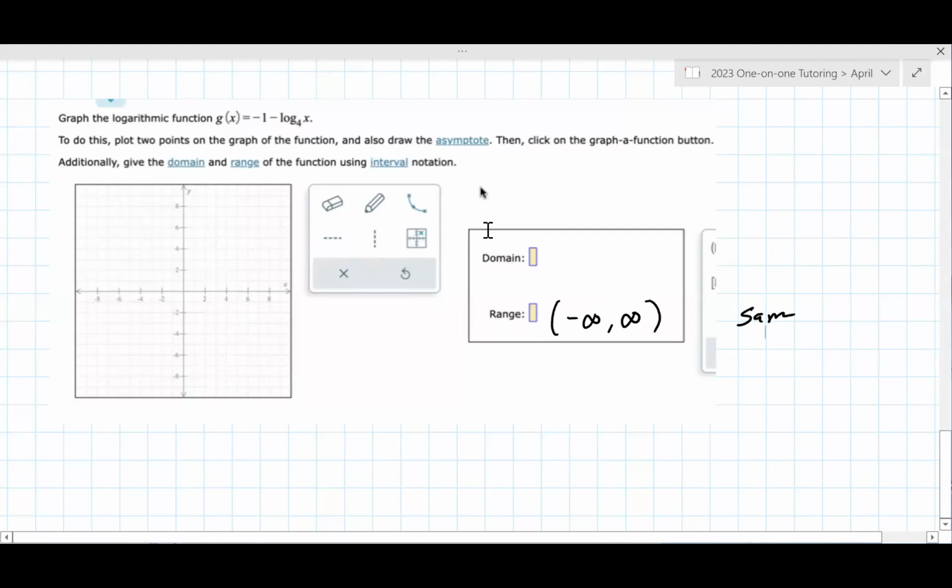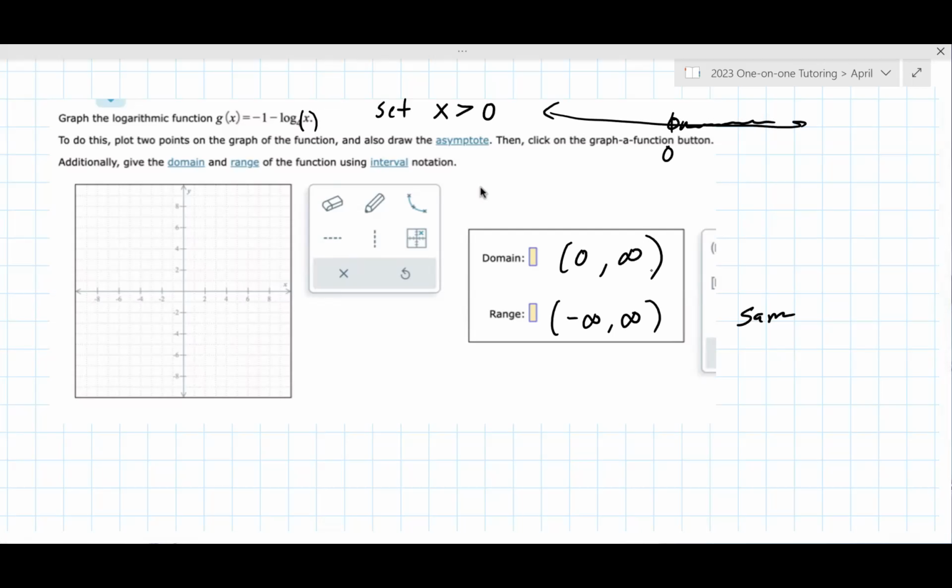The domain comes from what's inside parentheses, which I've drawn there with the logarithm. You have to set that part greater than 0, whatever's inside there. Let's say it was x-1 inside there, it would be x-1 greater than 0. On a number line, that means all the numbers to the right of 0. So 0 to infinity. So that's domain and range.